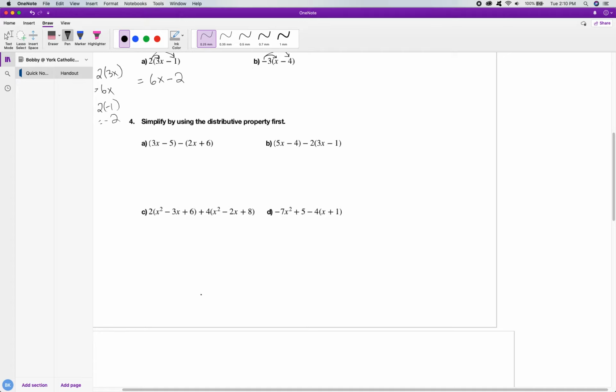So now this is a combination of what we did before. This is taking the distributive property and simplifying and putting it all together. So I look in front of the brackets. There's nothing there. So if there's nothing there, I can take the brackets away.